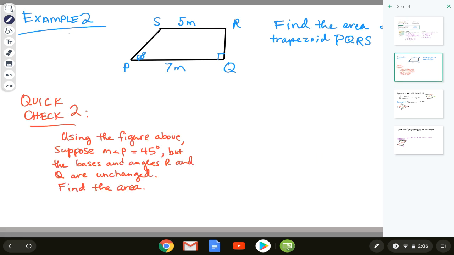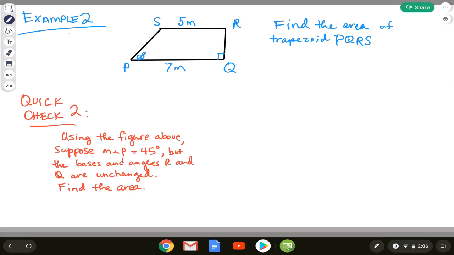Okay, moving on to the next example. We have a trapezoid that I've drawn here, and I'm trying to find the area of it. They gave me some information about this trapezoid. We know that one of the legs is at a right angle to the bases, and the other is at a 60-degree angle here. So my height, I would have to drop down. If I knew the height from R to Q, that would be okay, but I don't this time.